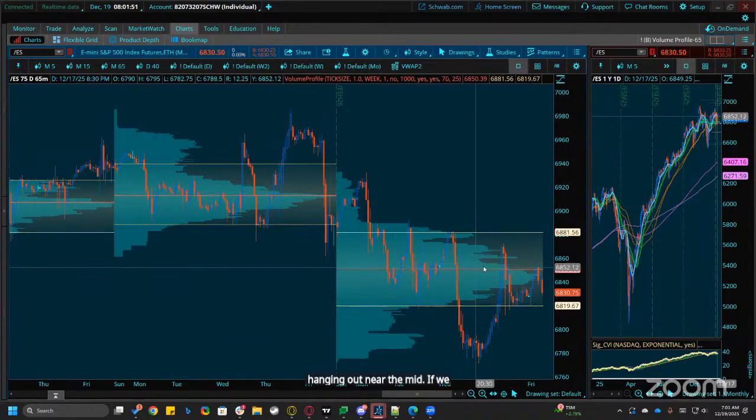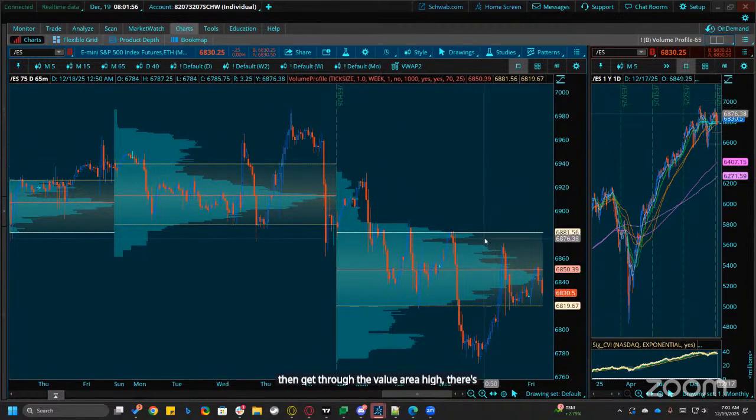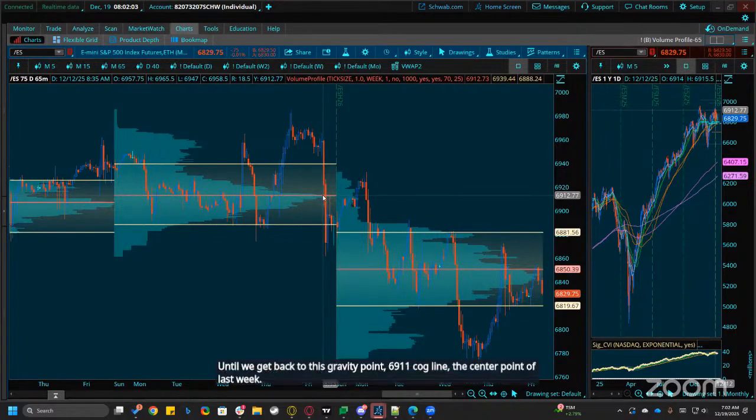If we can get through that point of control, then get through the value area high, there's nothing left until we get back to this gravity point, the 69.11 cog line, the center point of last week's profile.